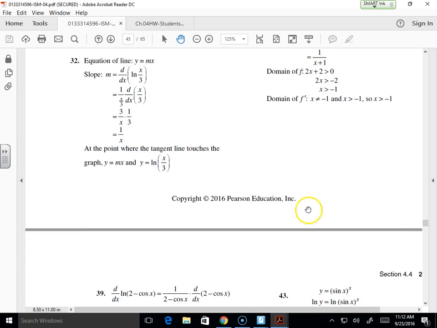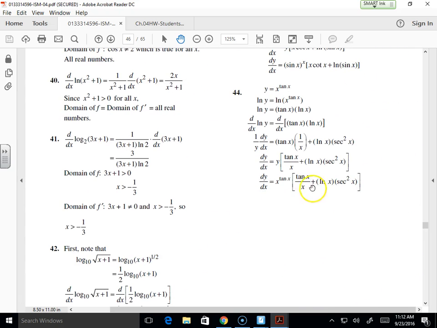Number 44: x to the tangent x. You moved y over with logarithmic differentiation, right? x to the tangent of x times tangent x over x plus ln of x times secant squared of x. Boom.